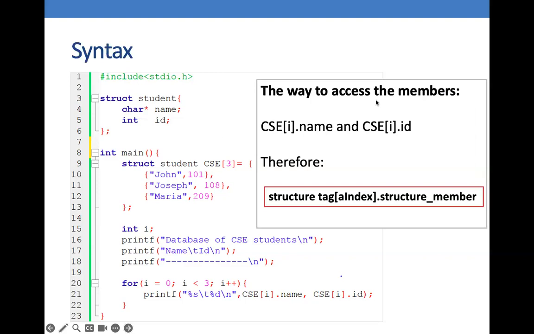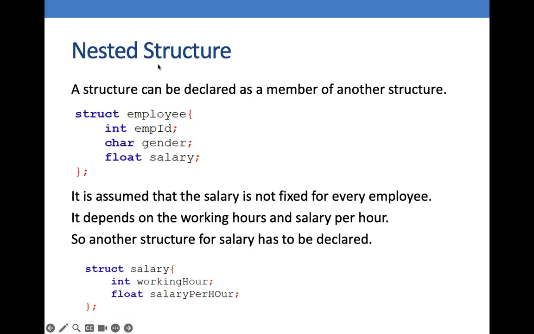Okay. So this is the general syntax. CSE of i dot name and CSE of i dot ID. So therefore, the structure tag or the name of the structure, then the index, dot, the structure member. Okay. Now let us move on to nested structures.